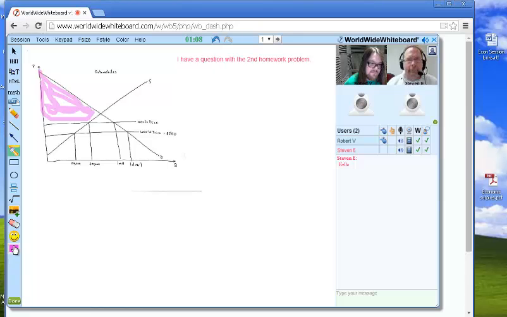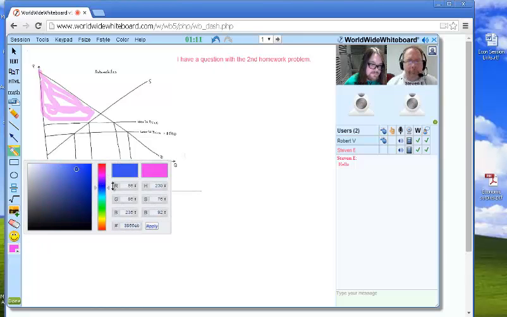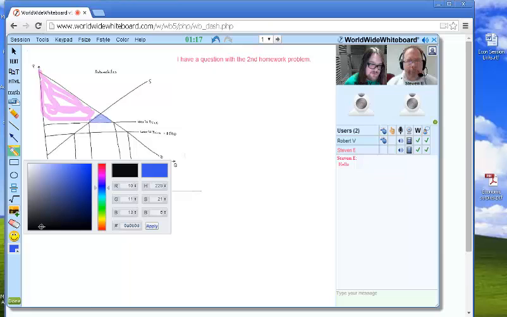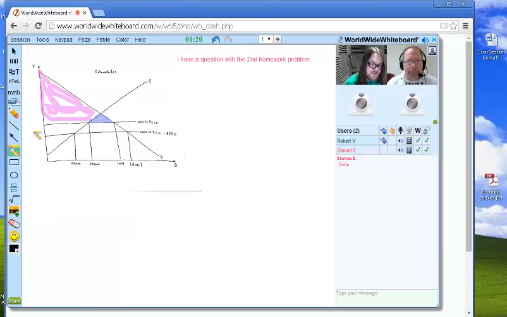Then I'm going to shade this triangle in the middle, and I'll shade that blue. And then I'm going to shade this last region down here gray.